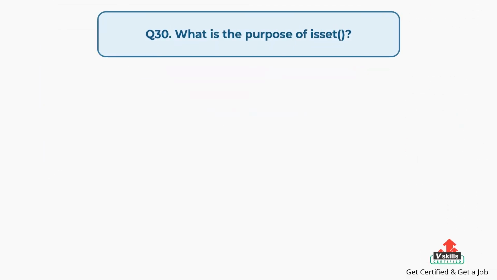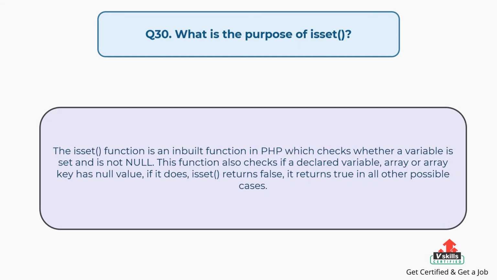Question number 30. What is the purpose of isset? The answer is, the isset function is an inbuilt function in PHP which checks whether a variable is set and is not null. This function also checks if a declared variable, array or array key has null value. If it does, isset returns false. It returns true in all other possible cases.